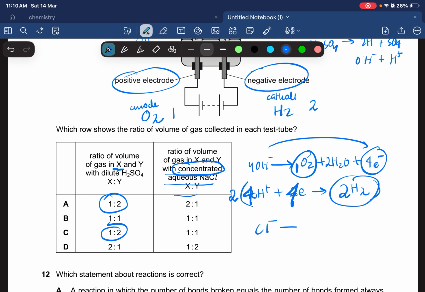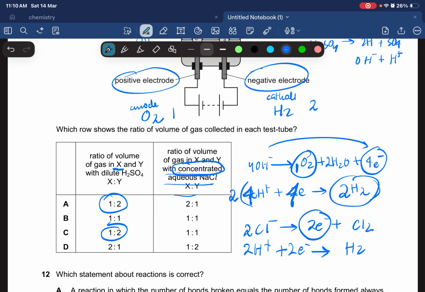Two chloride ions are going to lose two electrons to form your chlorine gas. And now you have chlorine gas and two electrons are being lost. And now you write the equation for hydrogen. Two hydrogen ions are going to gain two electrons to form H2. So over here you can say two electrons are being lost and two electrons are being gained. So the gain and loss of electrons is equal. Hence over here you can see it for yourself.